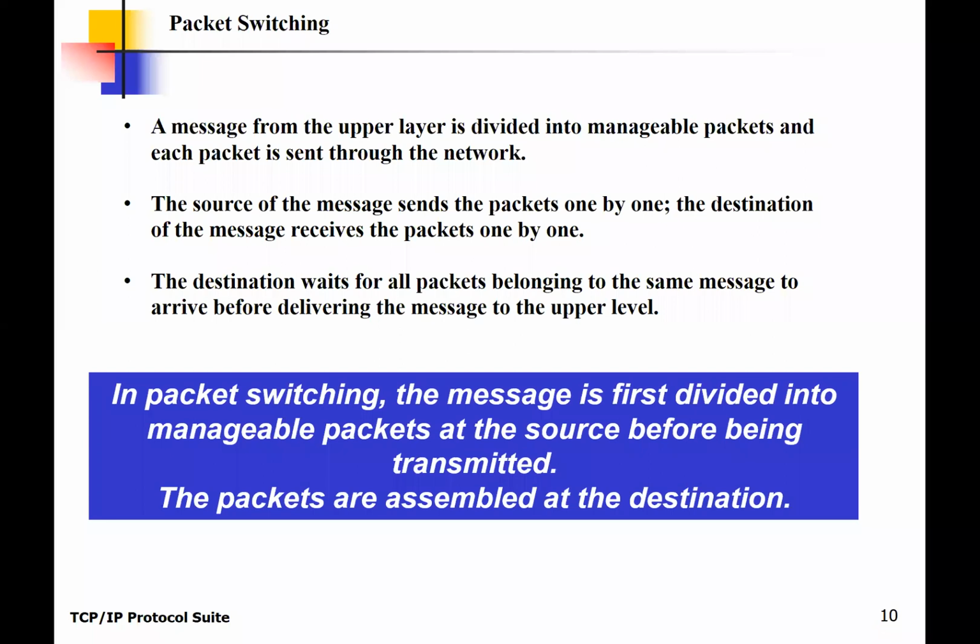All right. Again, in packet switching, the message is first divided into manageable packets. So what we do, again, is divide the message into small packets. Why do we say manageable packets? Can you explain that to me based on the previous chapters?